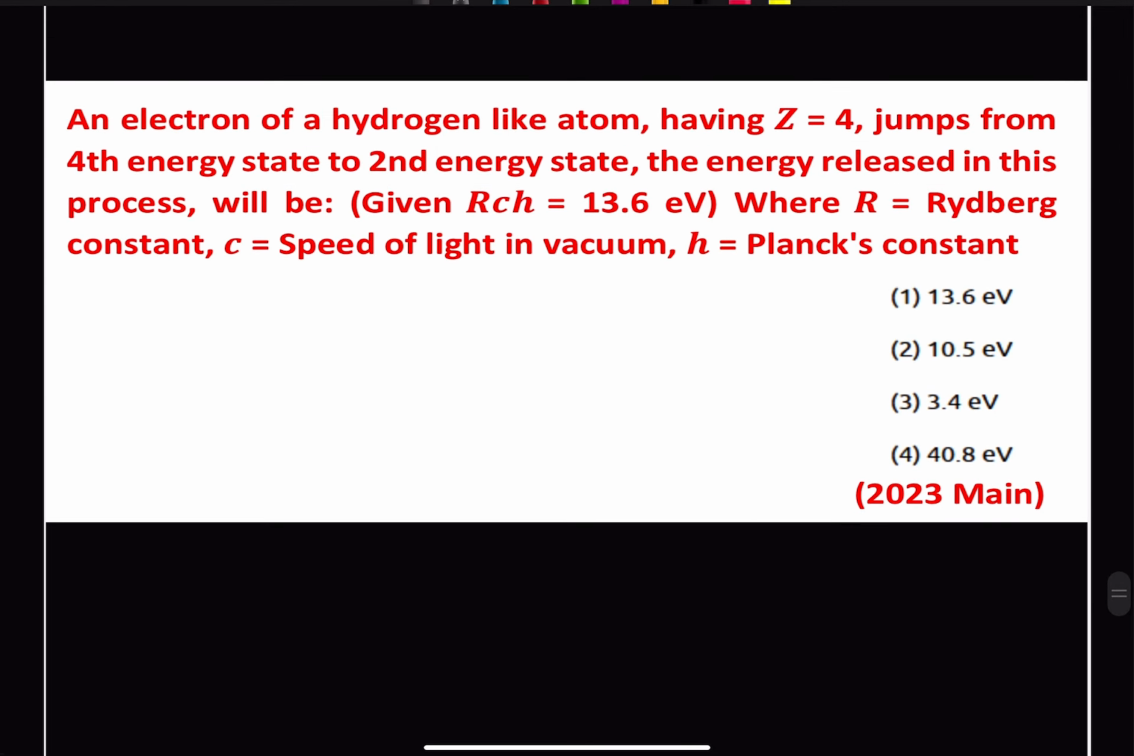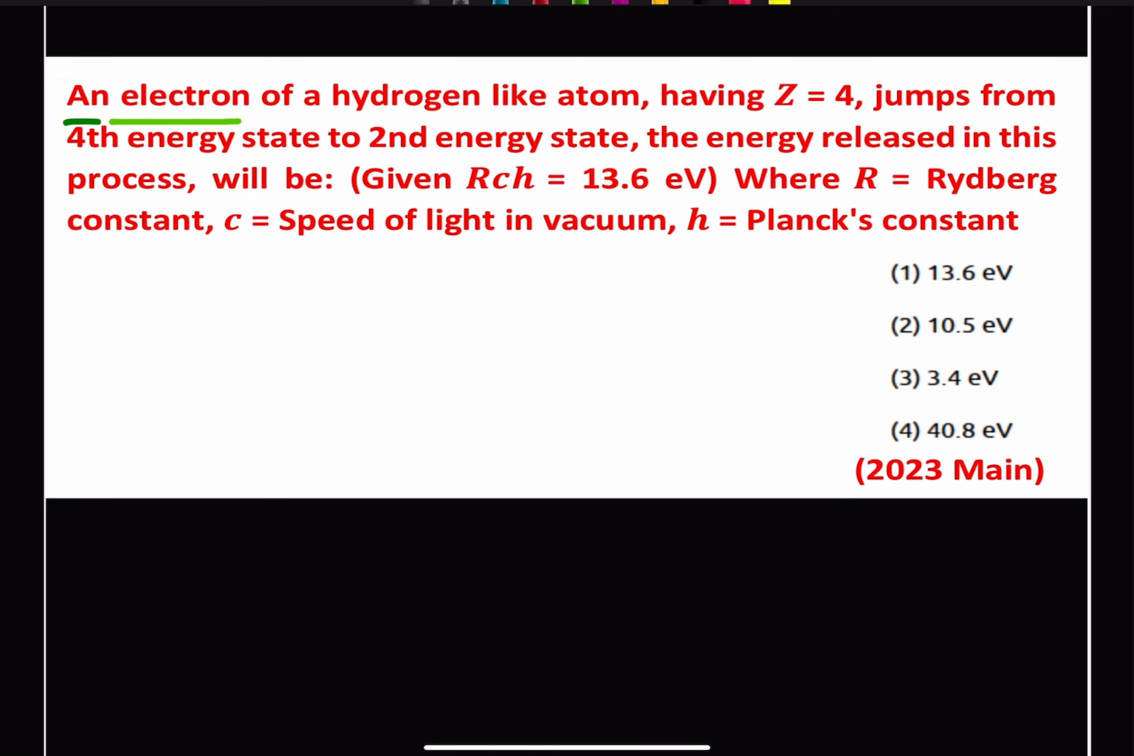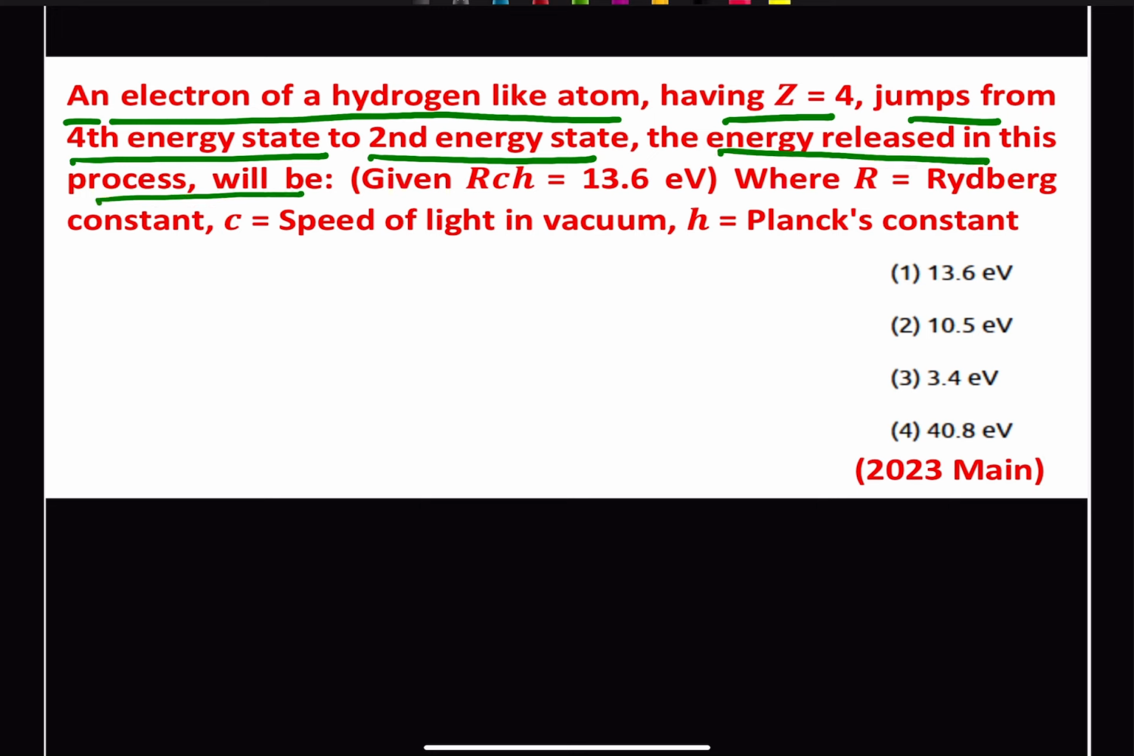It states that an electron of a hydrogen-like atom having Z equal to 4 jumps from the fourth energy state to the second energy state. The energy released in this process will be. Okay, so we are simply going to find the amount of energy released when there is a transition from the fourth energy state to the second energy state.